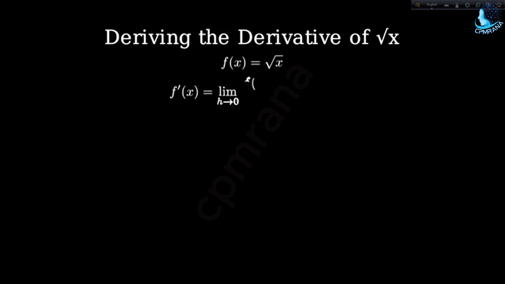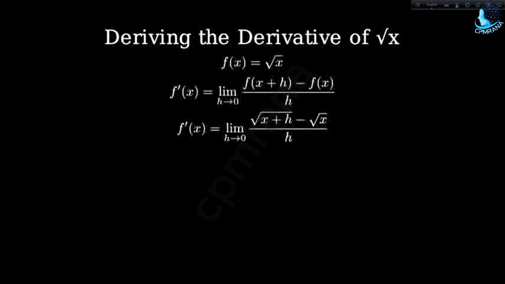Let's recall the limit definition of the derivative. The derivative f prime of x equals the limit as h approaches 0 of f of x plus h minus f of x, all divided by h. Now, let's substitute our function into this definition. We get the limit as h approaches 0 of the square root of x plus h minus the square root of x, all divided by h.